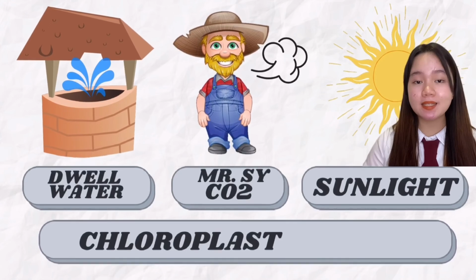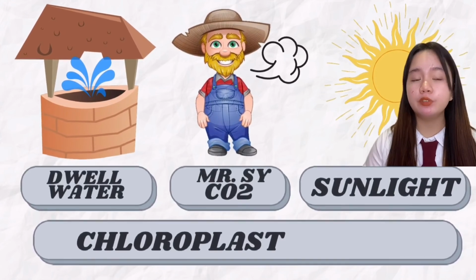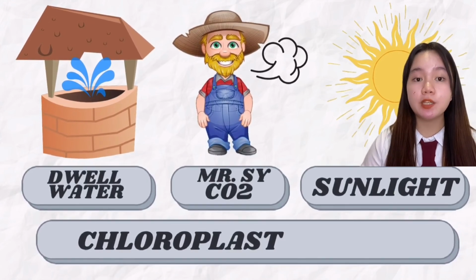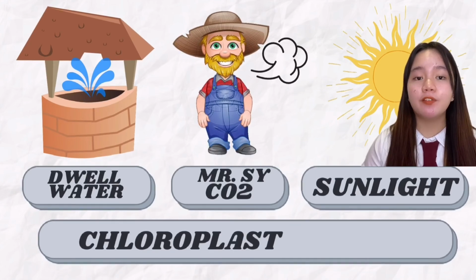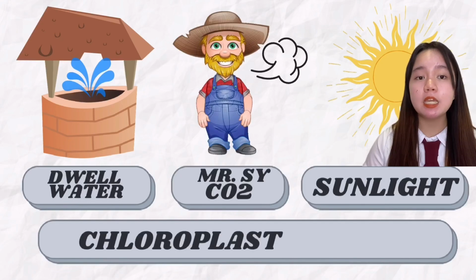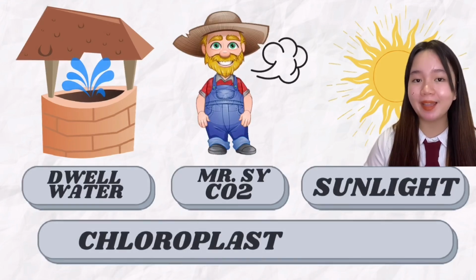The chloroplast is responsible for manufacturing food for the entire plant through the use of photosynthesis. Photosynthesis is composed of carbon dioxide from Mr. C, water in the well, and sunlight that can give pigments and glucose to the plants.